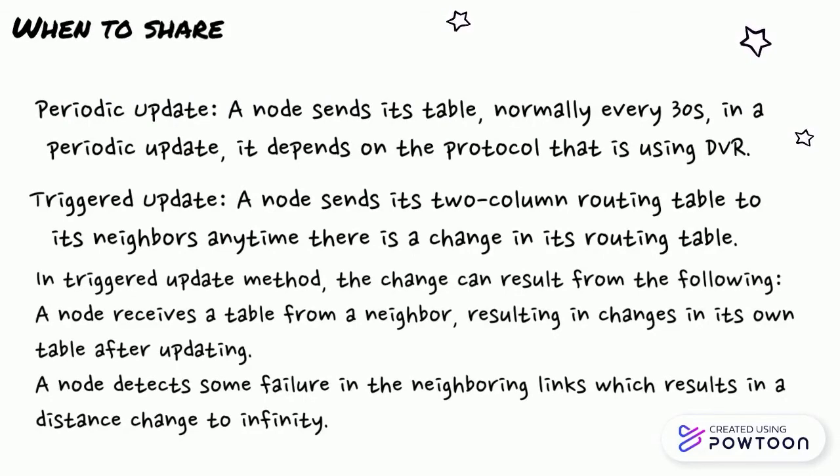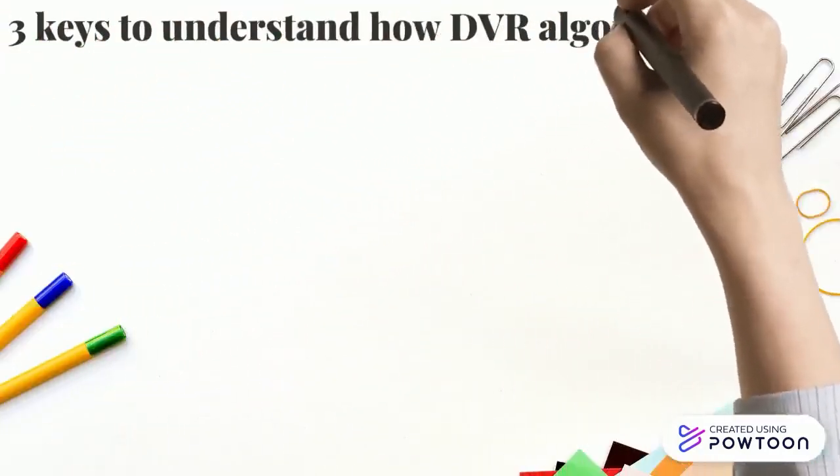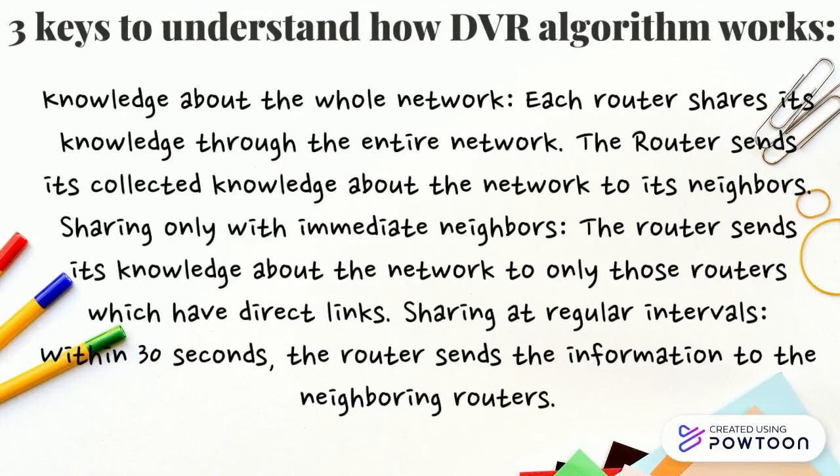Three keys to understand how the DVR algorithm works. Knowledge about the whole network: each router shares its knowledge through the entire network. Sharing only with immediate neighbors: the router sends its collected knowledge about the network only to those routers which have direct links. Sharing at regular intervals: within 30 seconds, the router sends the information to the neighboring routers.